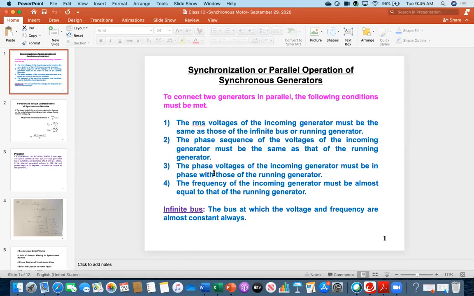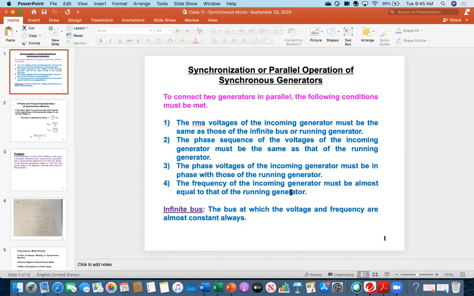The third point, the phase voltages of the incoming generator must be in phase with those of the running generator. This means that, for example, for the running generator, the phase A voltage is Vm cosine of omega t plus 10 degrees, just an example. So exactly, the incoming generator for phase A should also have the 10-degree phase angle. That is the meaning. So number 2 is phase sequence. Number 3 is phase voltages, which must be in phase with the running generator.